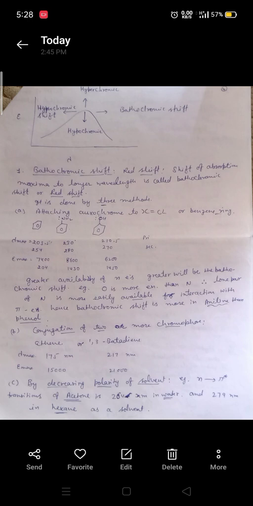Third is by decreasing polarity of solvent. Transition of electrons is non-bonding to pi star. In the case of acetone, it is 264 nanometer in water and 279 nanometer in hexane as a solvent.